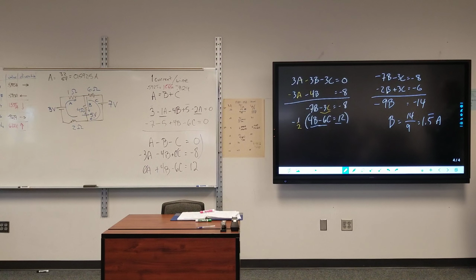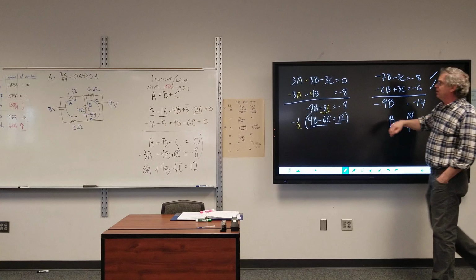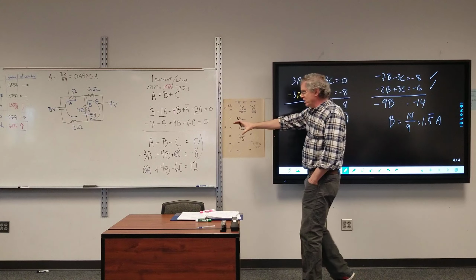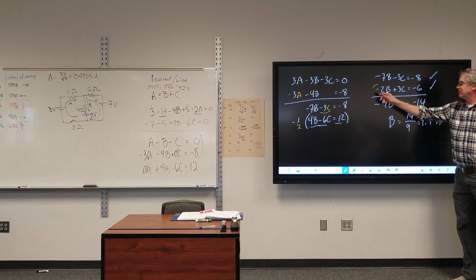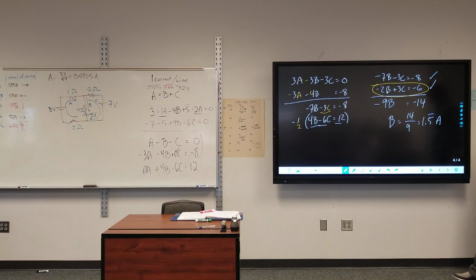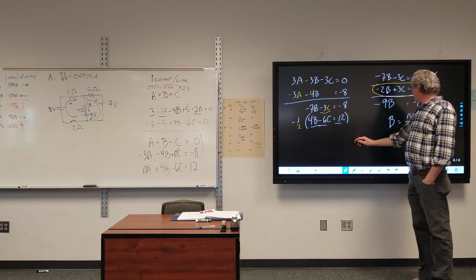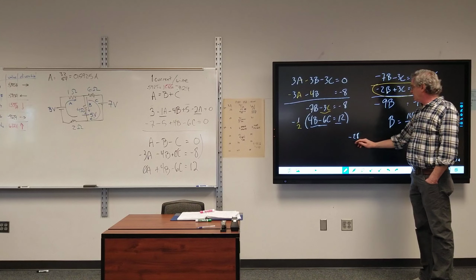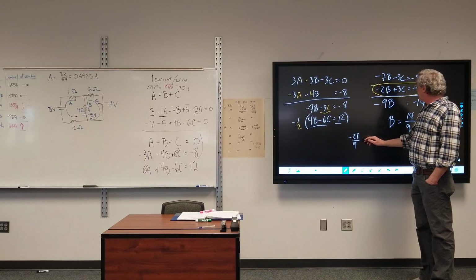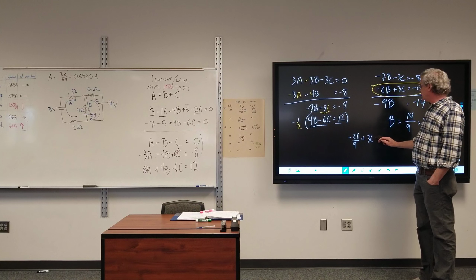To get c, well, I've got a mess of equations I can use. I could use this one, I could use that one. I could actually use any of the equations I have written down here. I'm going to go ahead and use this one. This seems like the simplest of the ones that I have. It may not be, it just feels that way. So if I plug this into here, I get negative 2 times that, so I have negative 28/9 plus 3c equals 6.